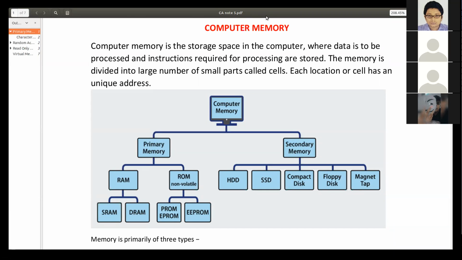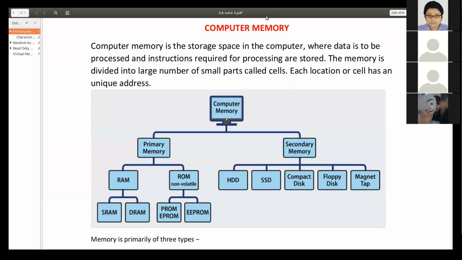Apart from these two, there are other drives and memories like compact disc, that is CD. Nowadays we don't see it actually, because all the CDs have been converted into DVDs, and DVDs are also going to become obsolete. Then floppy disk drive. I think you didn't see this floppy disk drive in our time.